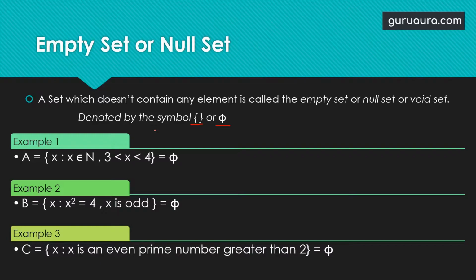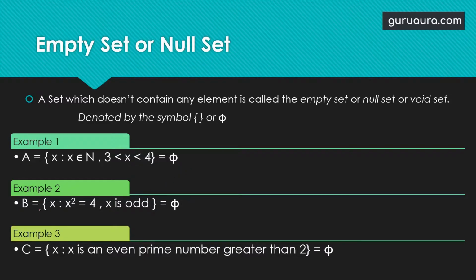Now let's look at the first example. The set A constitutes natural numbers which are greater than 3 but less than 4. But there is no natural number between 3 and 4. So, set A is a null set.